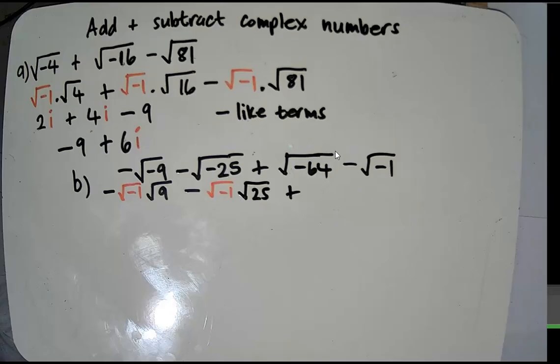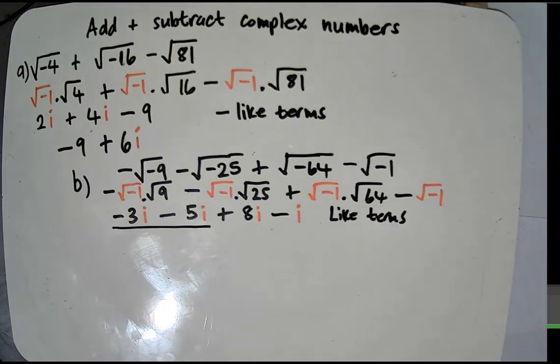Now let's do square root -64. We'll get square root -1 square root 64 minus square root -1 will be here, and that will give us square root of -1. Okay, is it good so far? So square root of 9 is 3, and that will give us 3i, minus square root of 25 is 5i, because of the square root -1.